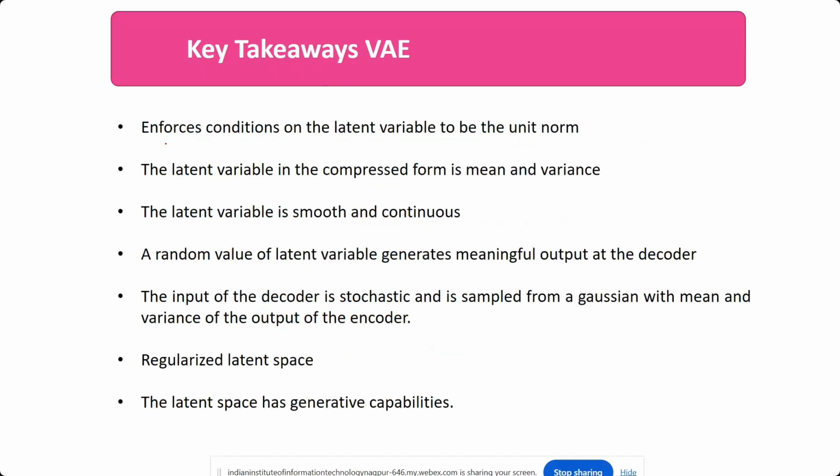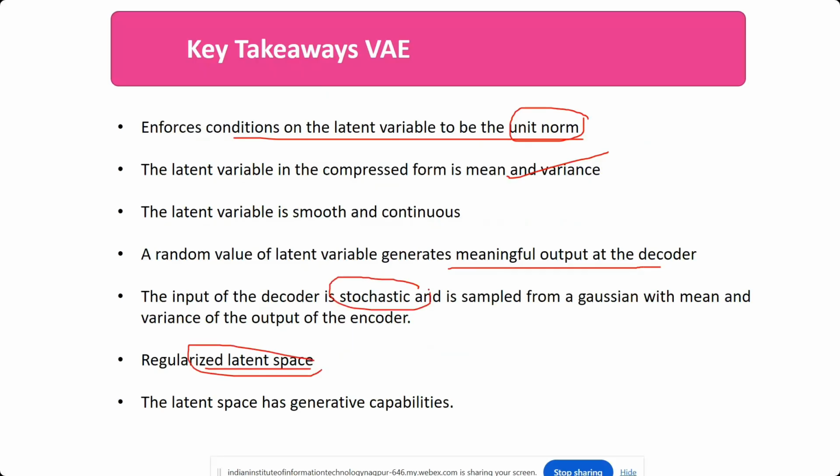VAE is different from that. It enforces conditions on the latent variable to be in a unit normalization or standard normalization. The latent variable in the compressed form is mean and variance, so you are outputting the parameters. The latent variable is smooth and continuous, and a random value of the latent variable generates a meaningful output at the decoder side. So again, it has a regularized latent space, and the decoder is stochastic and sampled from the Gaussian with mean and variance.